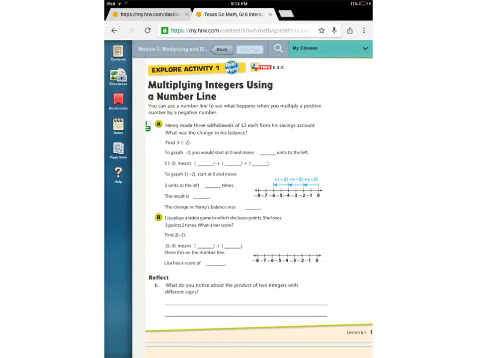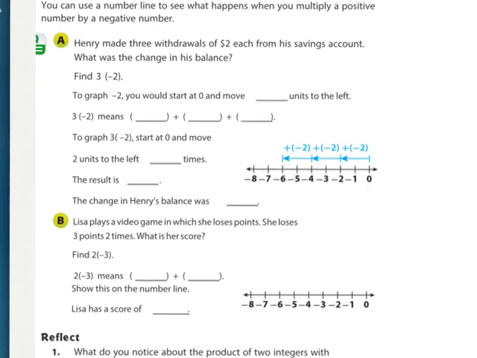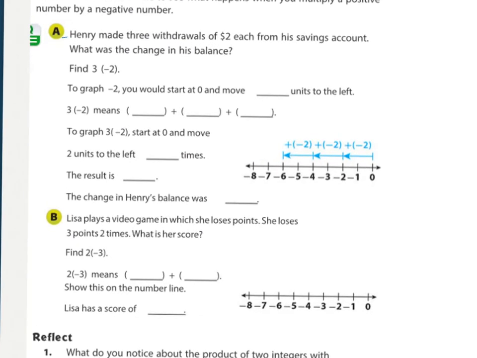When you're multiplying integers on a number line, this is what it would look like. Let's read A. Henry made 3 withdrawals of $2 from his savings account. So that's 3 groups of 2, and that's what this looks like here. 1, 2, 3. So it goes from 0 to 2, 2 to 4, and 4 to 6. So that's 3 groups, and in each group is negative 2. Why is it negative? Because it's a withdrawal. That means they're taking out.